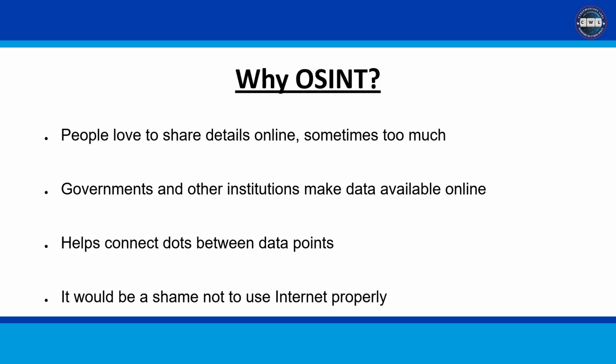Another thing is that there are lots of data sets available. Even governments, public institutions, and companies make some data available, whether it is your voter records or other records. Not health records, they are protected, but to some extent they are still available. And OSINT is the bridge which connects different data points and gives you a full picture. You can think of it as a puzzle set. You have different puzzle pieces and you put them together to make a full picture.